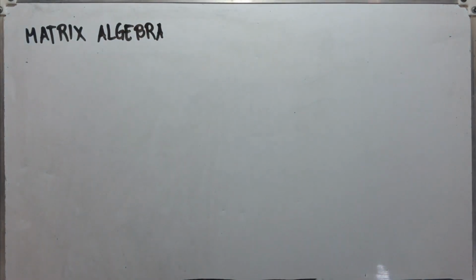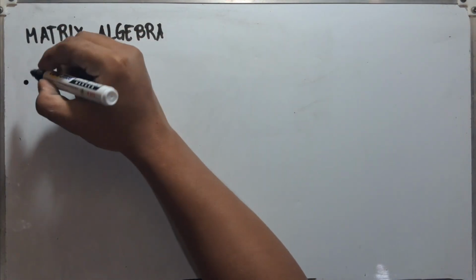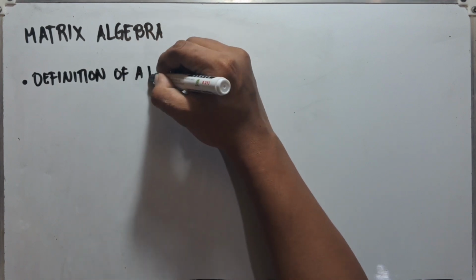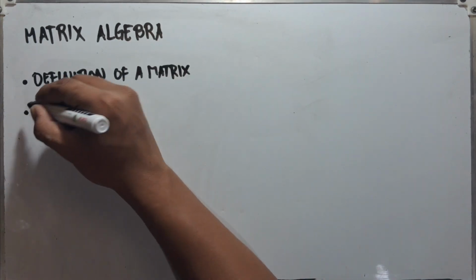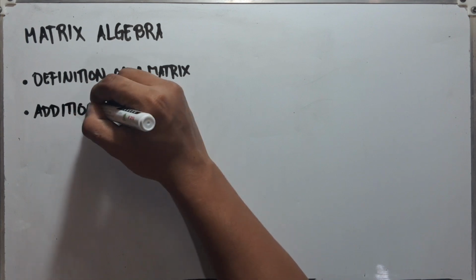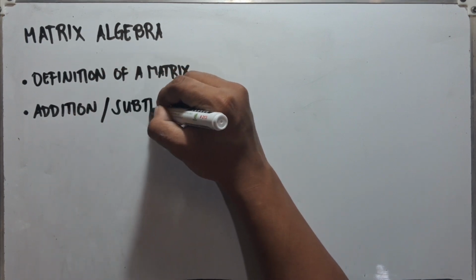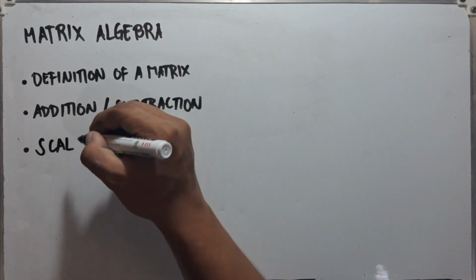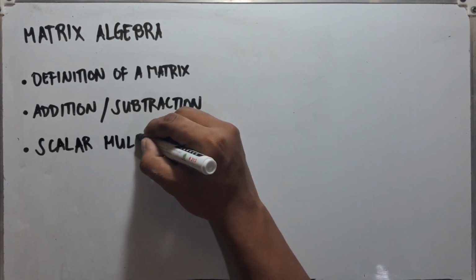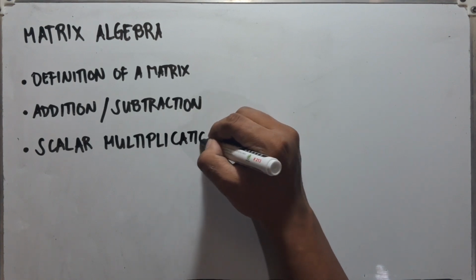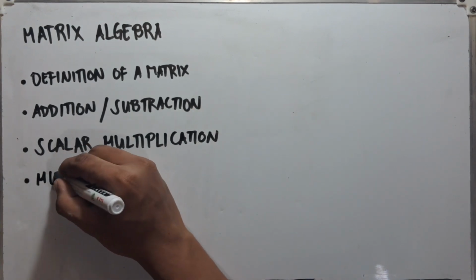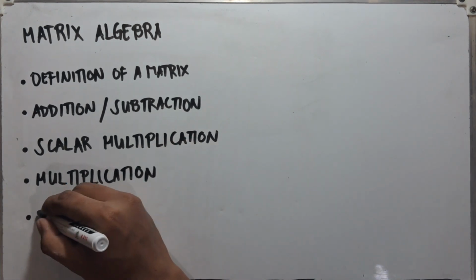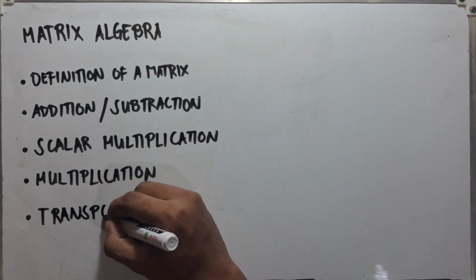In this video, we will have the definition of what a matrix is. Then the addition and subtraction of a matrix. Then we'll have the scalar multiplication. And after that, we'll have the multiplication of a matrix. Then lastly, we'll have the transpose.